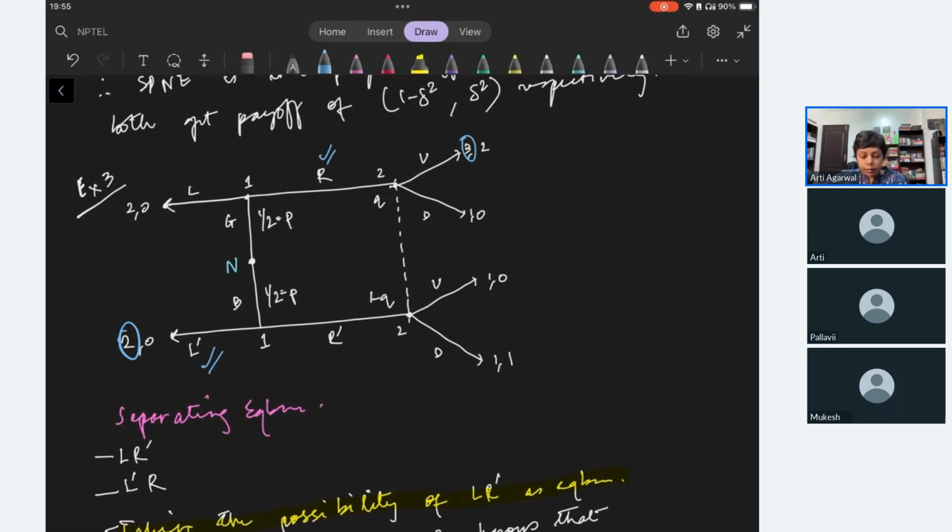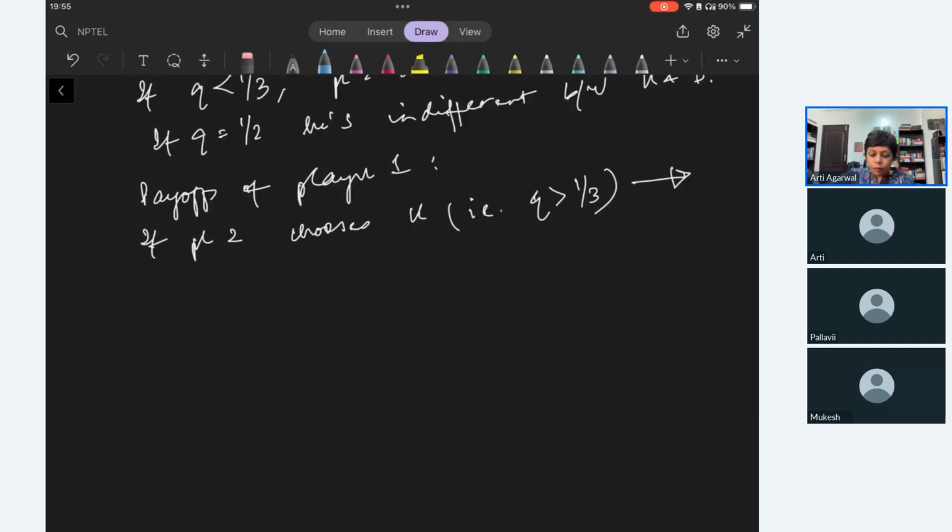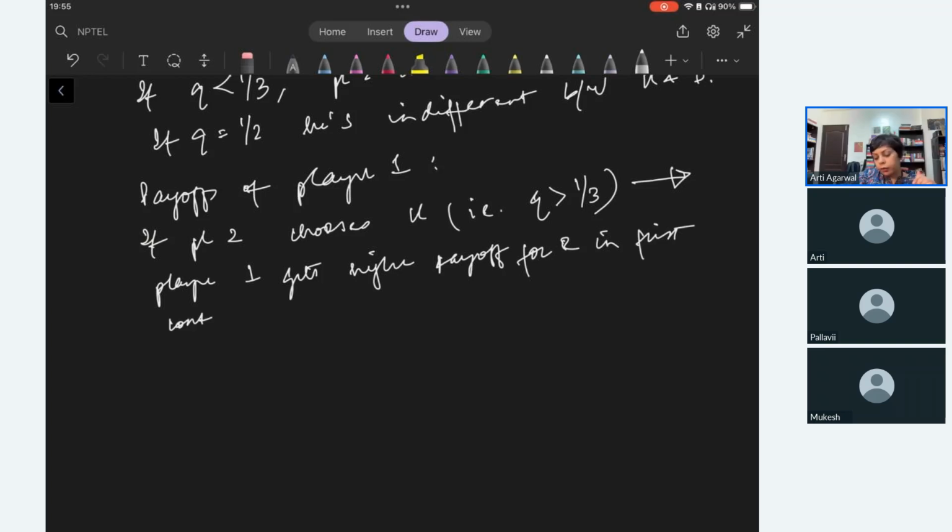So in this case, let's write this down. If player 2 is choosing U, player 1 gets higher payoff for R in first continuation game. Therefore, L prime cannot be an equilibrium, right? Now let's consider the other case.